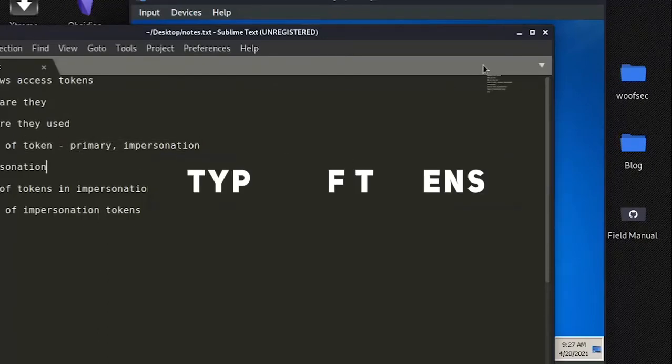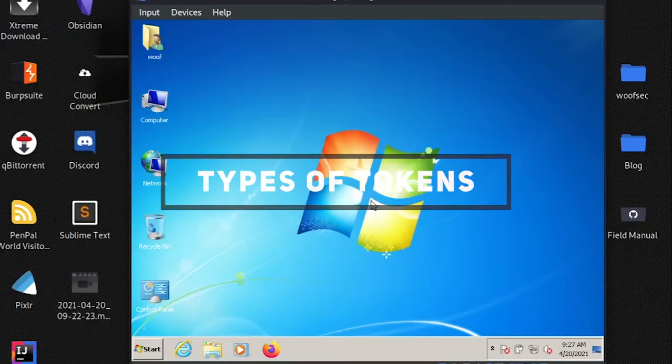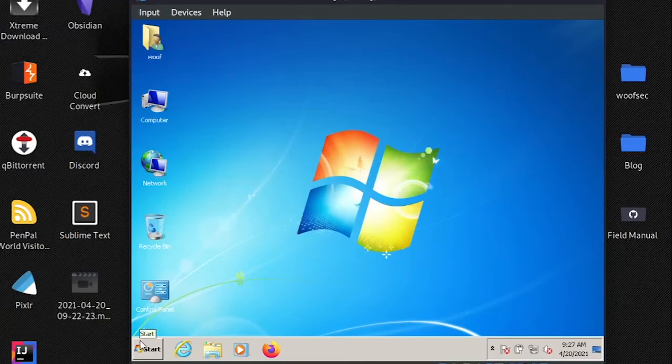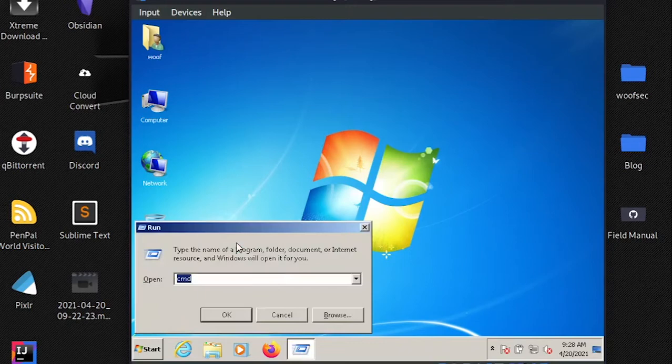Next up, what do we have here? Types of token. Yeah, important thing. Whenever you log into your system, there are two types of tokens that you get. One is the primary token and the other is the impersonation or thread token, whatever you call it. These two tokens, although they show the same user, have a different set of usages. Let me open the command prompt again.